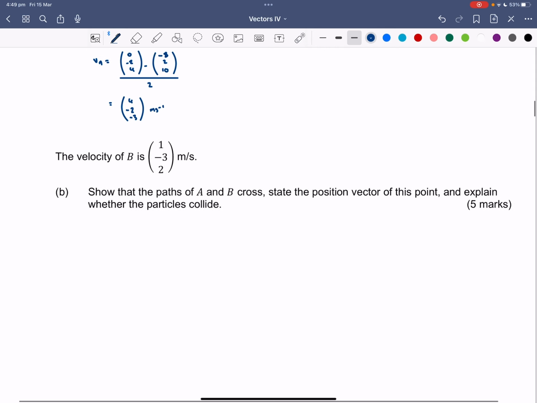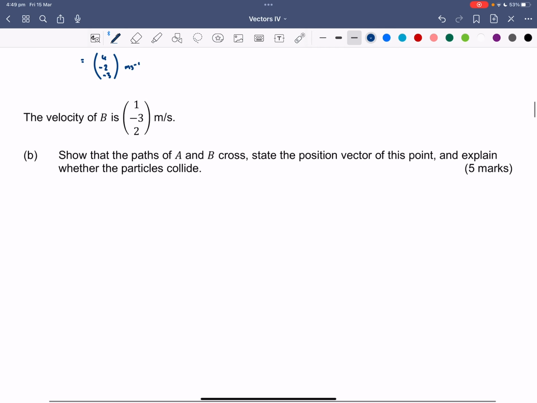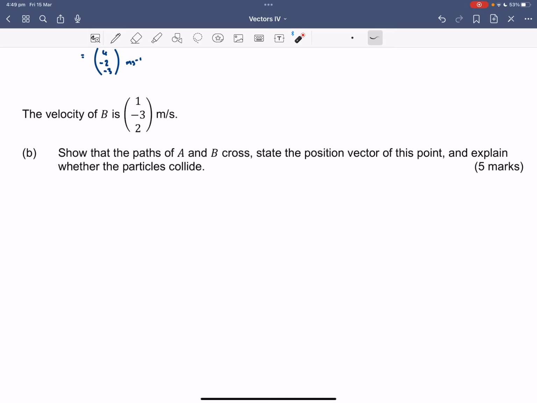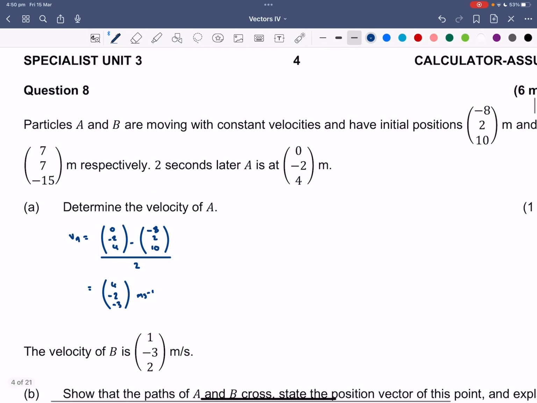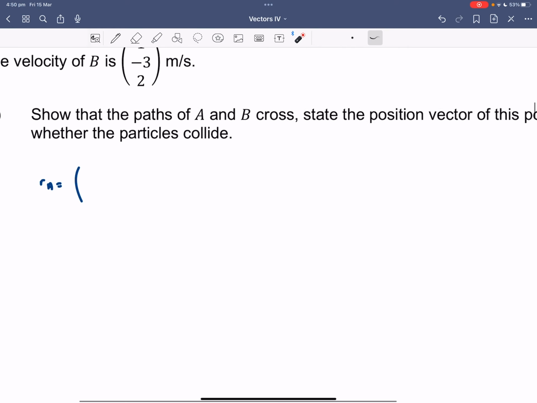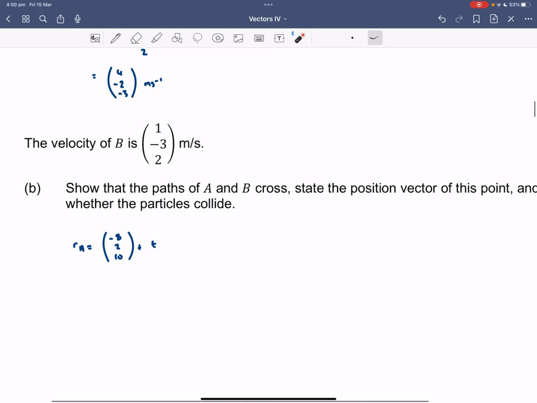Show that the paths of A and B cross, and then explain whether the particles will collide or not. So I'm just going to start off with this. What is the position of A at any point in time? I'll call it RA. The position of A is where it starts, -8 to 10, plus t lots of its velocity vector, which we just worked out to be 4, -2, -3. So that is where A is at any point in time.